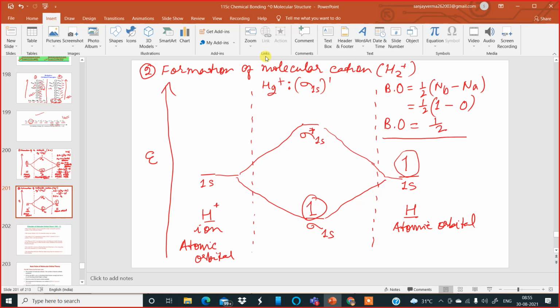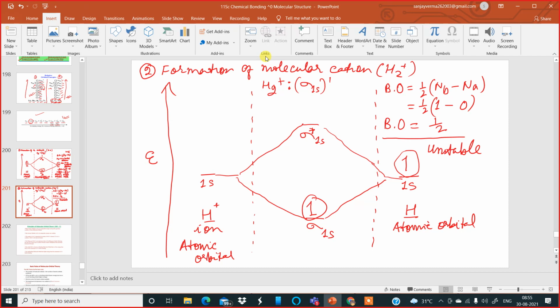Now the value of bond order half means it is supposed to be a half bond, not a full bond. It is a half bond. So bond order, just calculate, it is coming half. Now on the basis of the value of the bond order, we can say the bond is unstable, and the bond length is longer.